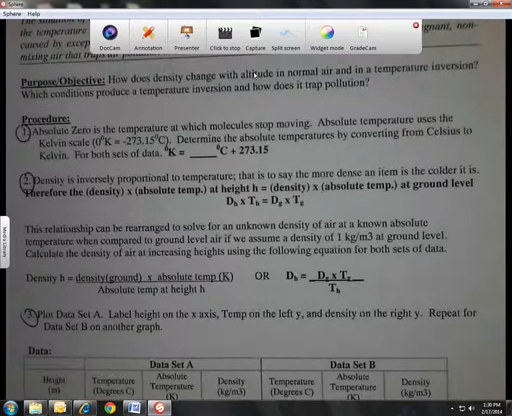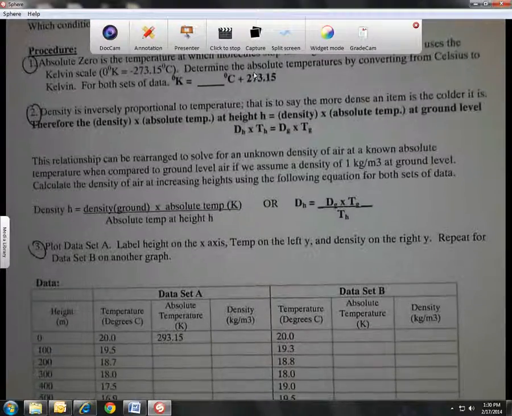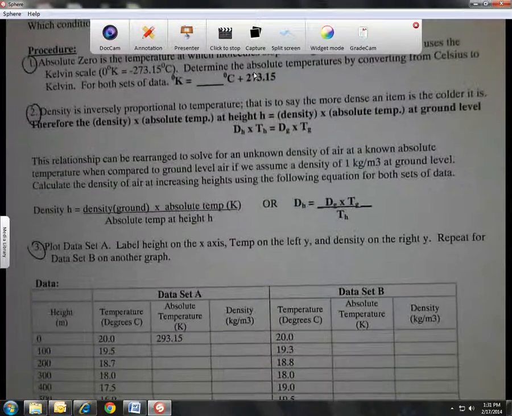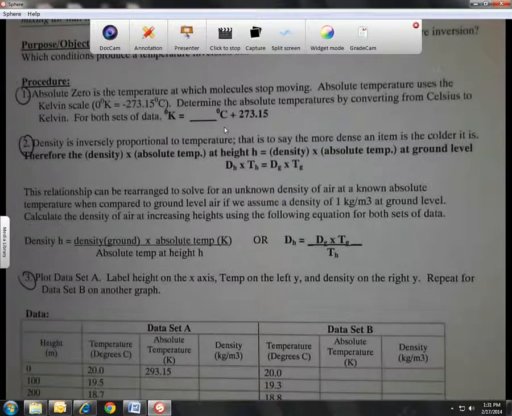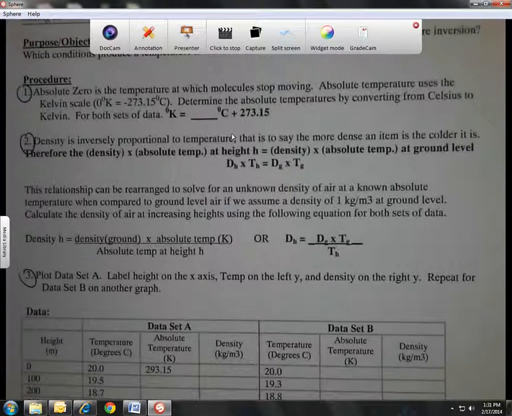Okay, for procedure 1, to convert to Kelvin, you just add 273.15 to your Celsius temperature, and that gives you Kelvin. So for example, if the Celsius temperature was 10 degrees, you add that to 273.15 and you get 283.15 for your Kelvin temperature.